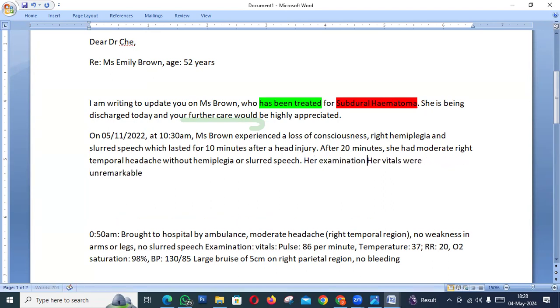Her examination showed or revealed a 5 centimeter bruise on right parietal region, and her vitals were unremarkable. It looks good like this. With bruise, you can use an article. Her examination showed or revealed a 5 centimeter bruise on her right parietal region, and her vitals were unremarkable.